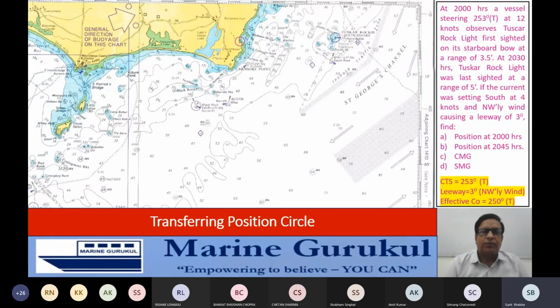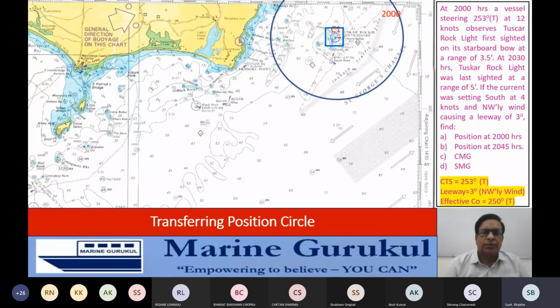So when we have to allow for both wind and current, we allow for wind ideally on the answer sheet and we use the effective course to plot. So now we first draw the 2000 hour position circle. We identify Tusker Rock. This is C1. With C1 as center and first sighting range of 3.5 miles acting as radius, we draw this position circle, the blue one. This is the position circle at 2000 hours.